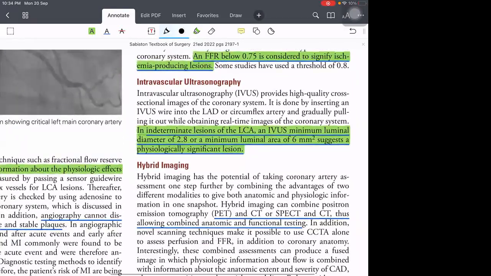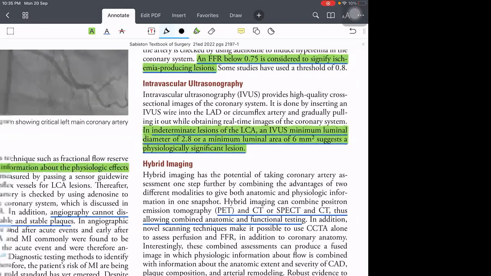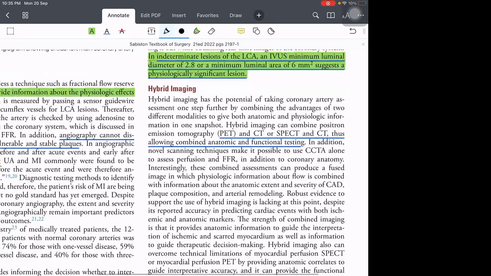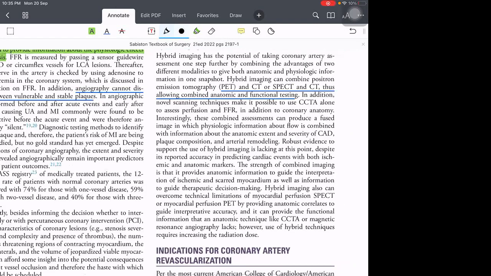What is the role of intravascular ultrasonography? IVUS in case of MI, for an intermediate lesion of the LCA, a minimal luminal diameter of 2.8 or a minimum luminal area of 6 millimeters square suggests a physiologically significant lesion. Then there is hybrid imaging, PET and CT or SPECT and CT, allowing combined anatomy and functional testing.